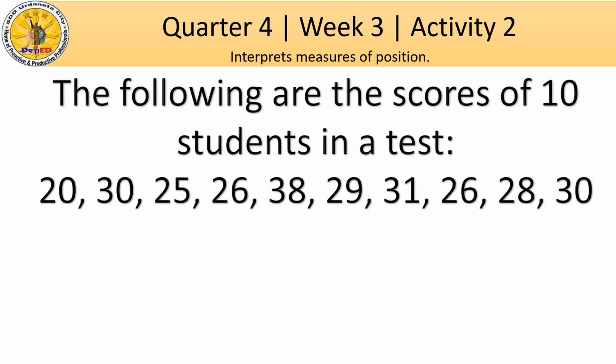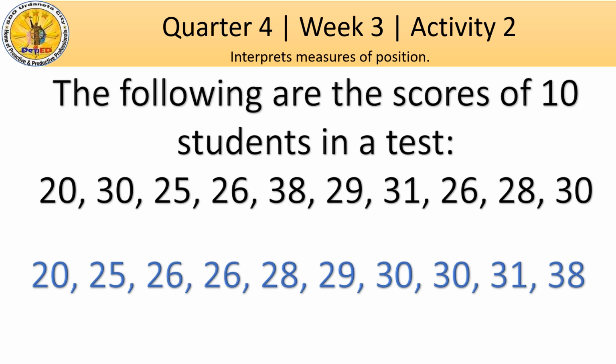Okay, so we are given the following scores of 10 students in a test. So 20, 30, 25, 26, 38, 29, 31, 26, 28, and 30. Okay, so the first thing you have to do here is to arrange the given values or the given scores. So we will have 20, 25, 26, 26, 28, 29, 30, 30, 31, and 38. So this is already the arrangement we need.